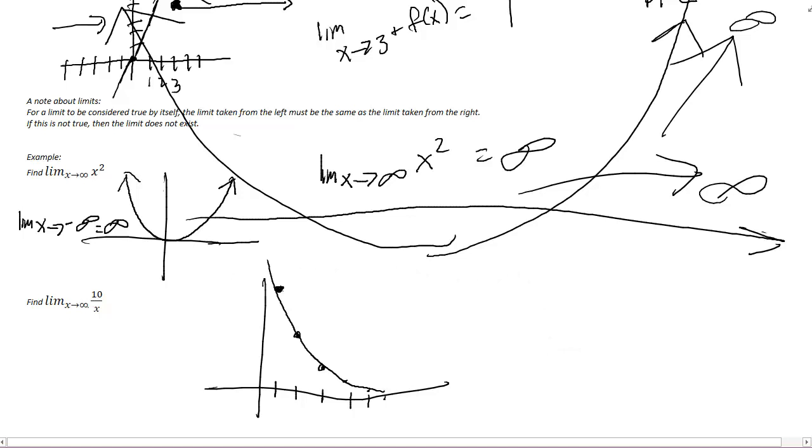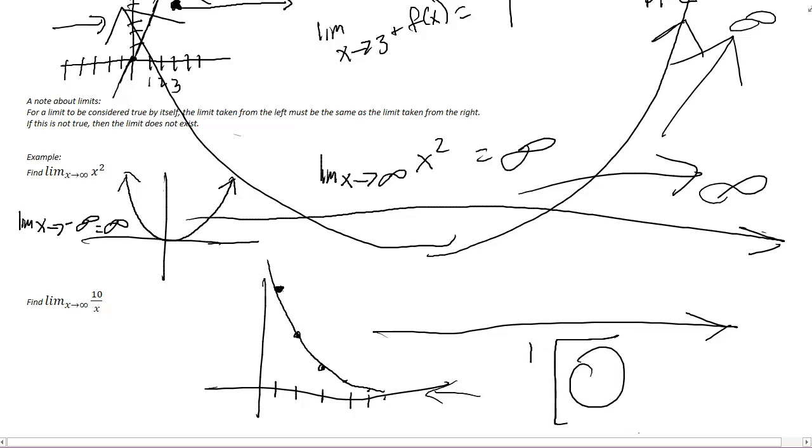So the limit as x approaches infinity of 10 over x, we go way out in this direction with our x values, and what happens is our axis and our line just get closer and closer, but they never ever touch. So this means that our y value is approaching 0, because they get closer and closer and never touch.